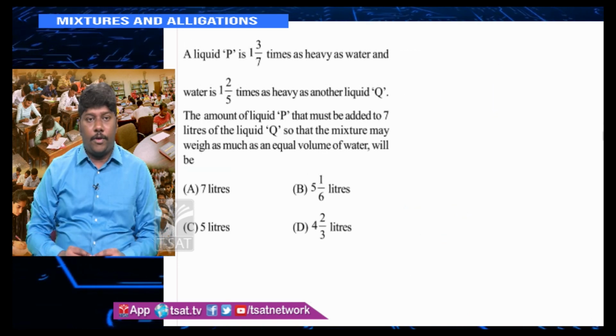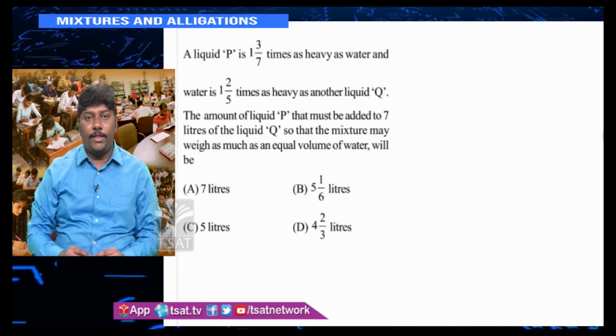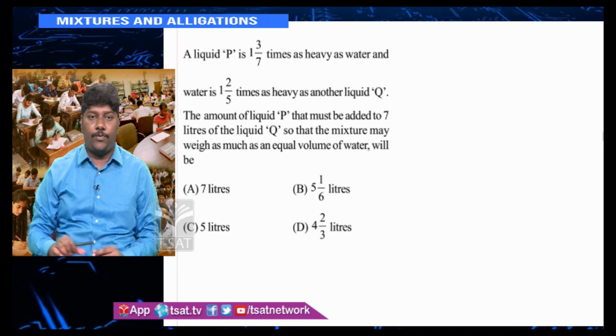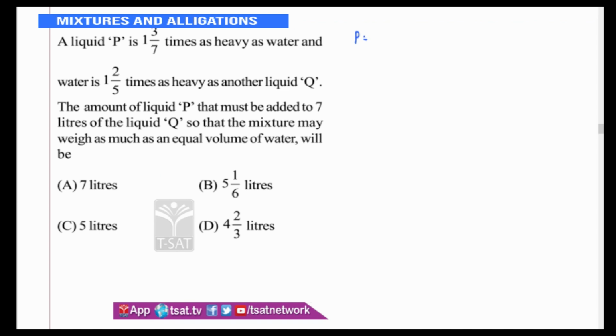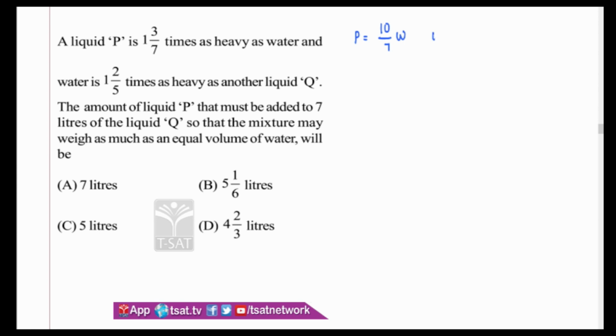Look at this question. The question says a liquid P is 1 3/7 times as heavy as water. So P is given as 1 3/7, which is 10/7 as heavy as water. And he says water is 1 2/5, which is 7/5. Water is 7/5 times of liquid Q. Can I say liquid Q is equal to 5/7 times of water? So I would say 5/7 times of water.